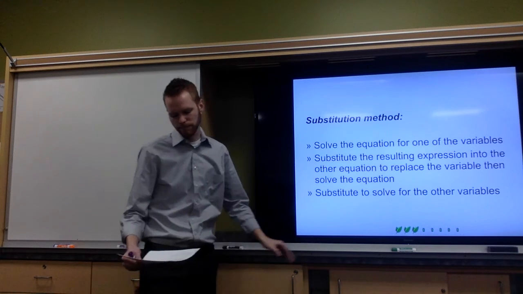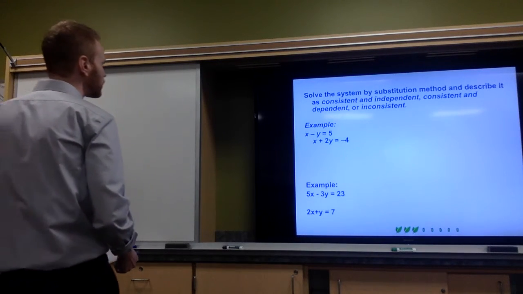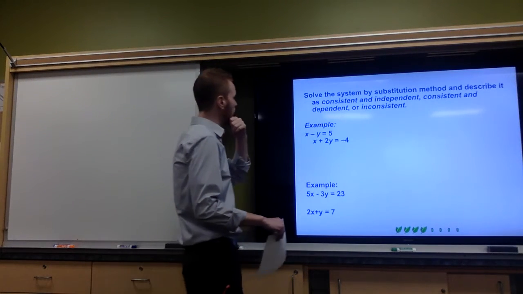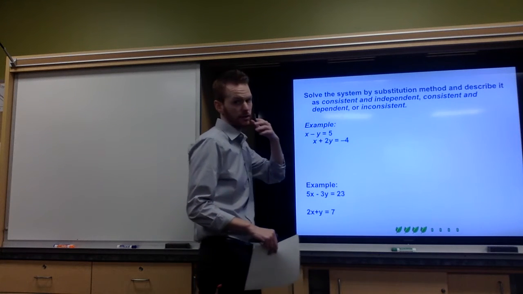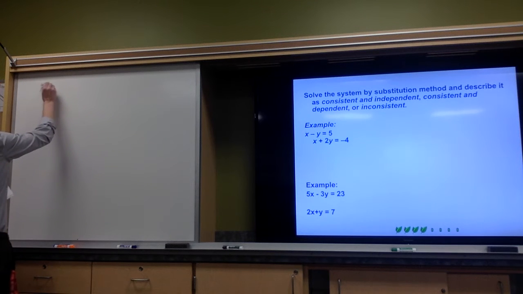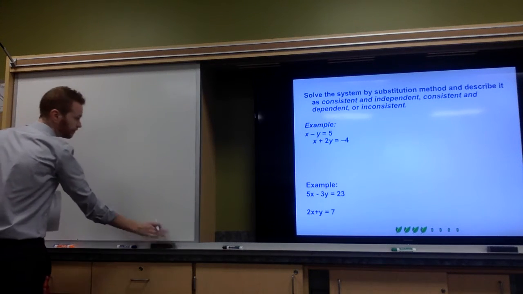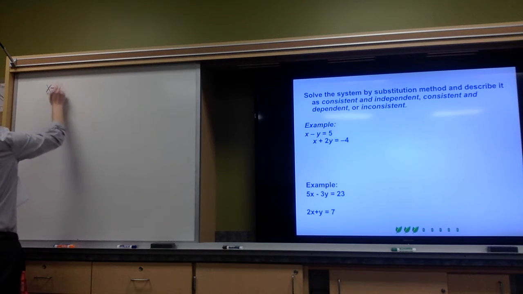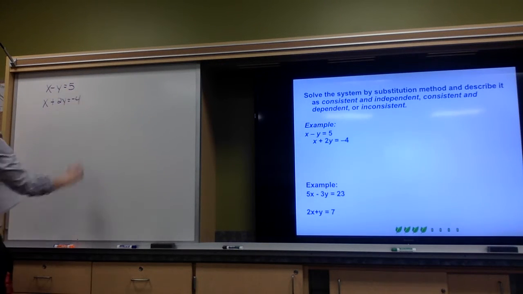Okay, so let's do an example. Let's put this to practice. I have two examples that we're going to do, and then we're going to describe each as consistent independent, consistent dependent, or inconsistent. So let's take a look at the first one. x minus y equals 5. I don't know where that came from. Okay, so there we go.